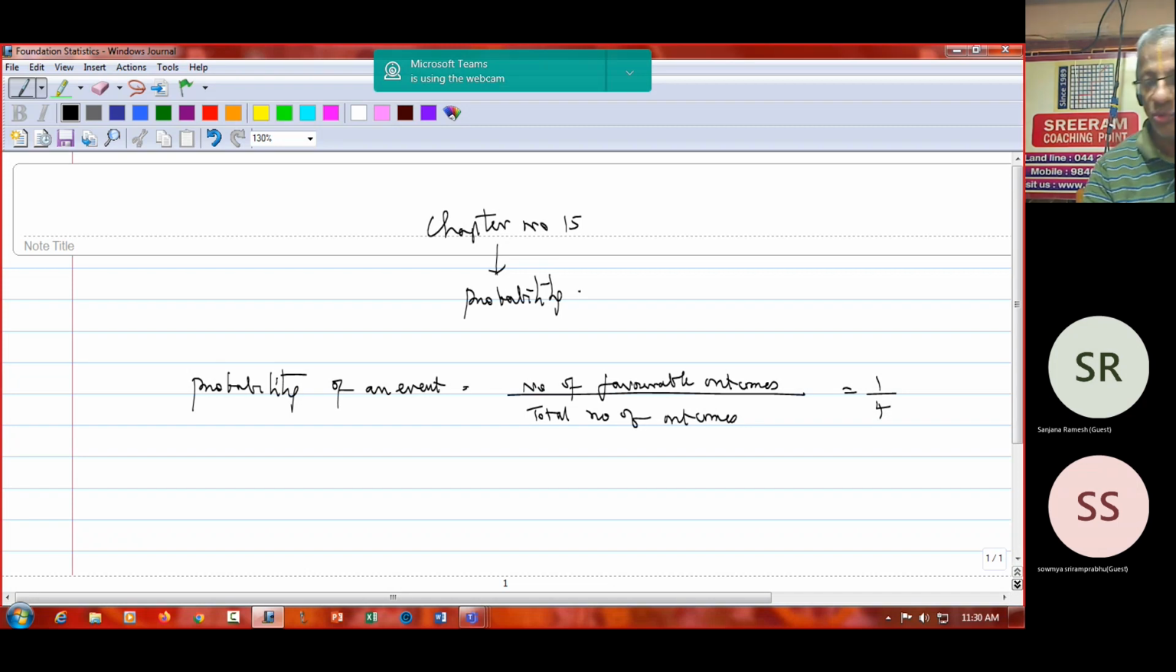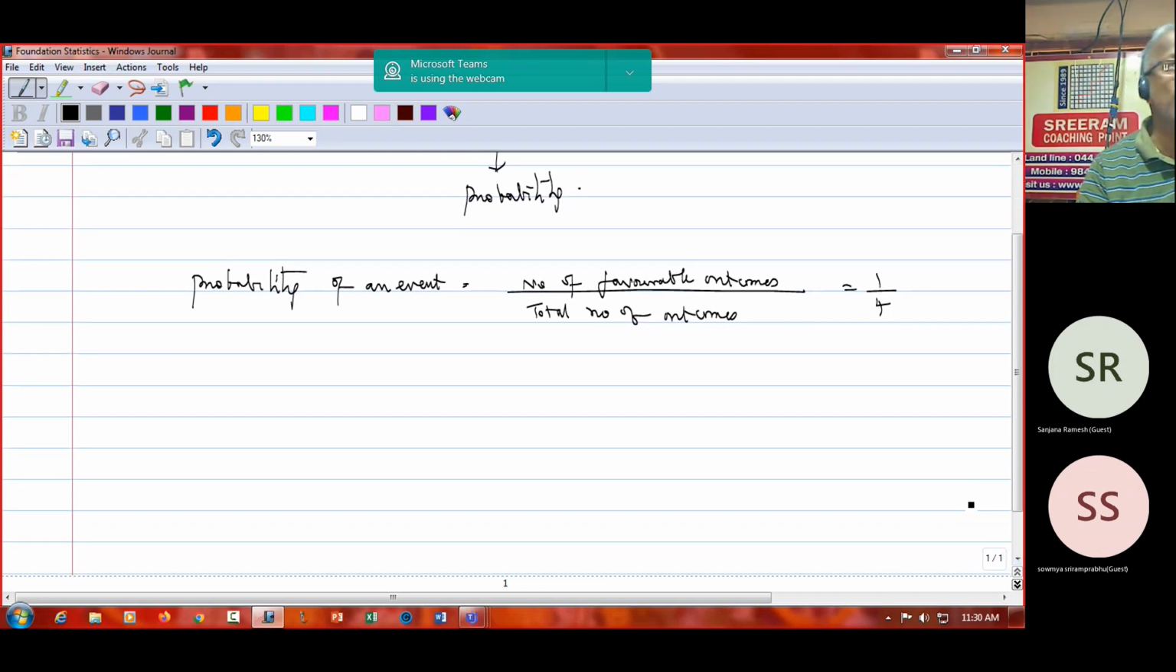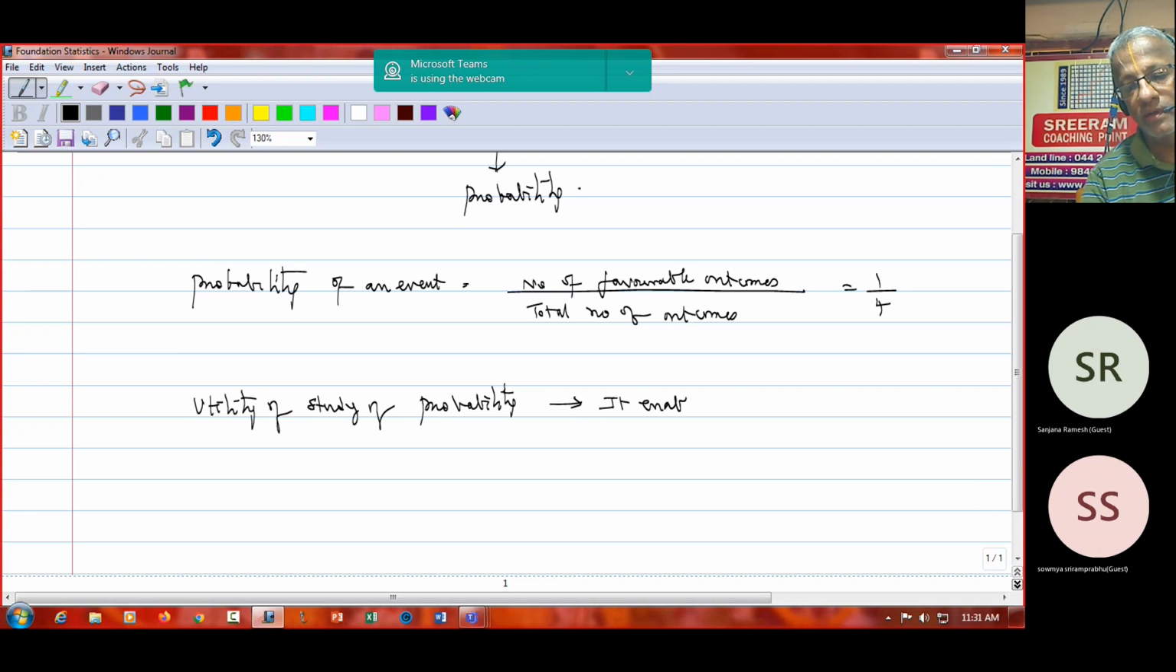Okay, now I will just give you some idea about the utility value of probability. What is the utility of the study of probability? It enables a better judgment on a subject.